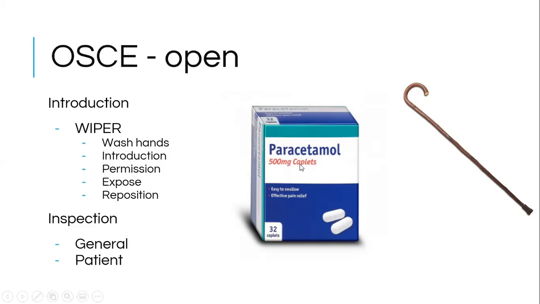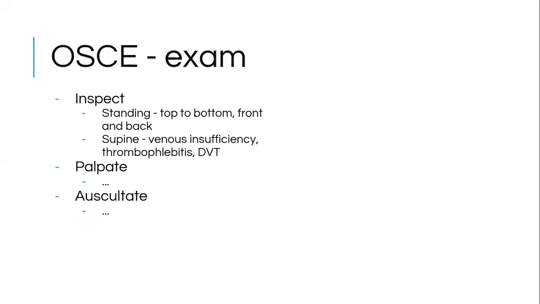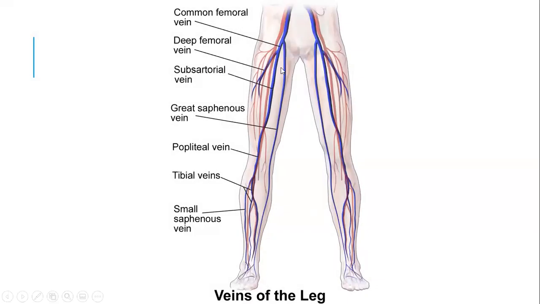Inspection, generally. Patient might have some pain relief, they may have some walking aids if it's really uncomfortable. And looking at the patient generally, do they look well, do they look unwell, are there any obvious sequelae of disease? Then you've got your actual exam, your inspect, your palpate, and your auscultate. So starting just at the inspect part, you start with the patient standing. You look at them from top to bottom or bottom to top, but you've got to make sure that you look front and back and also medially and laterally, because you've got to look at the distribution of the veins. And then you palpate. But we'll go through the inspect bit first.